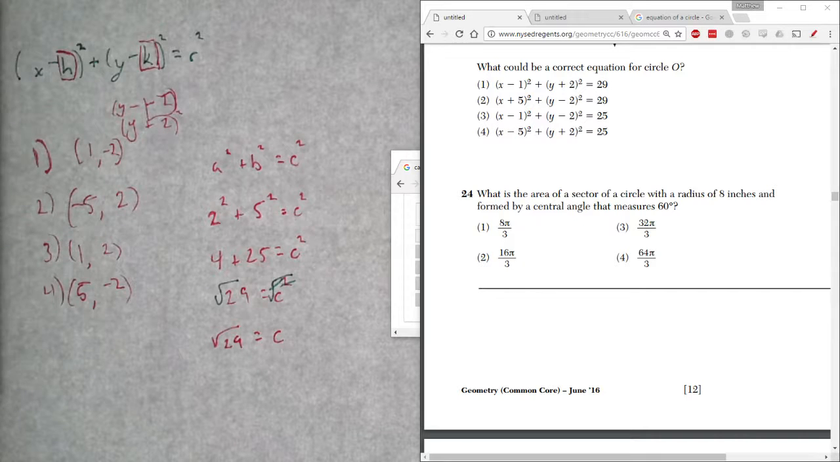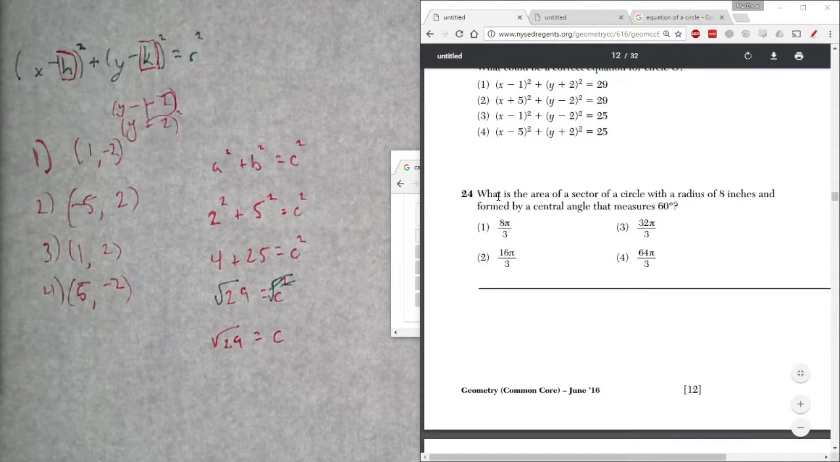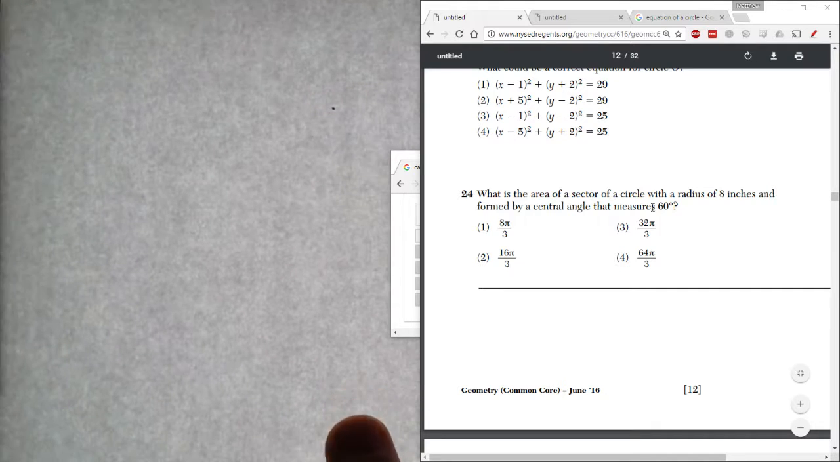The final multiple choice question. Question 24. What is the area of a sector of a circle with a radius of 8 inches and formed by a central angle that measures 60 degrees? Let's draw a picture of that.